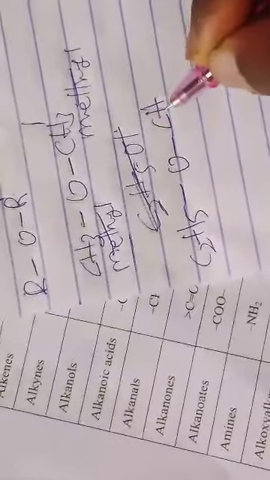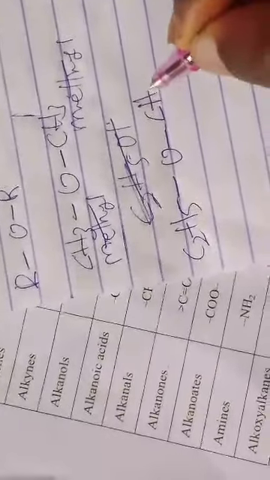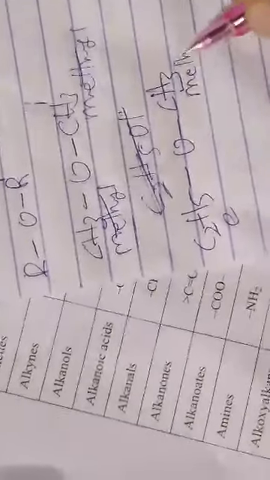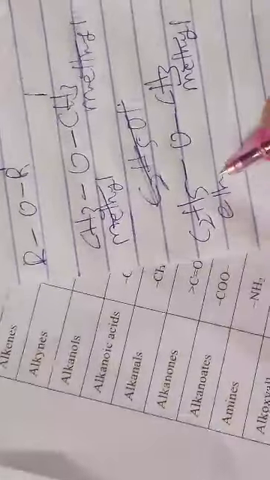Or if you have something like this, let's say we have C2H5, then bond O to another C, let's say CH3. Are you getting it? Now you can see that we have methyl and ethyl. This one is ethyl, this one is methyl.